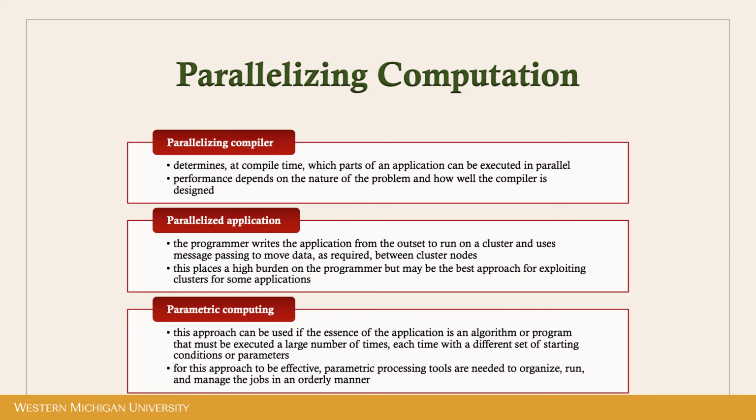We finally have something called parametric computing. This can be used if the essence of the application is an algorithm or program that must be executed a large number of times, each time with a different set of starting conditions, right? So at that point, we're not necessarily parallelizing it. What we're doing is saying, okay, let's have a whole bunch of different instances of this application with different parameters or different input sets, and we'll just run them all at the same time. So we're not parallelizing the algorithm itself. We're just sending the application out and having it run independently on a whole bunch of different nodes with the appropriate different parameters and inputs.